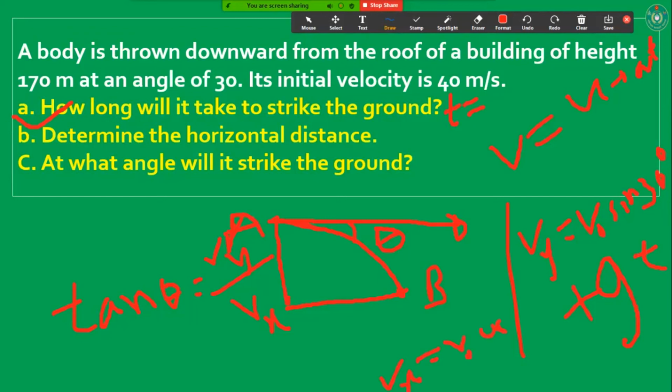And Vx is equal to V naught cos theta, that is cos 30. Now you can very easily get theta is equal to tan inverse of Vy divided by Vx.